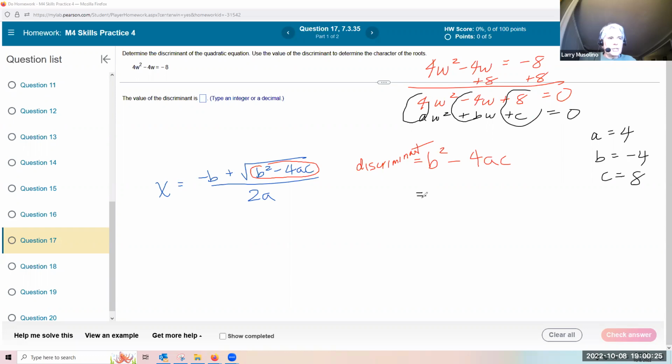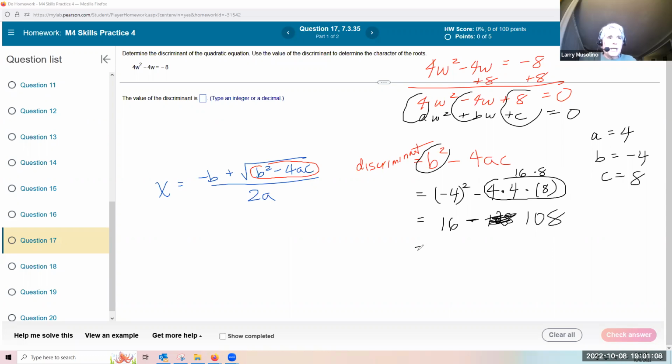So now I can just plug into this discriminant. First it wants b squared. Well, that's negative 4 squared. Minus 4 times a, which is 4, times c, which is 8. I'm going to work this out. This is going to be 16. We've got 4 times 4, that's 16. 16 times 8 is 108, I think. No, 128. Yeah, 128. No, 108. What am I doing here? 108. Yeah.